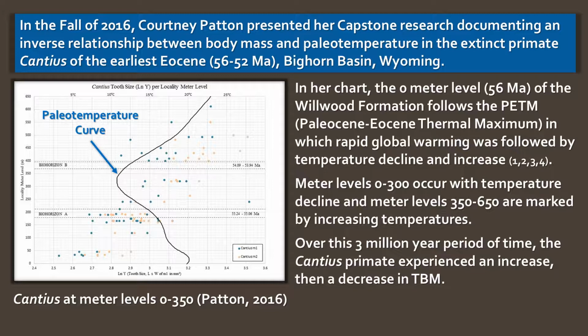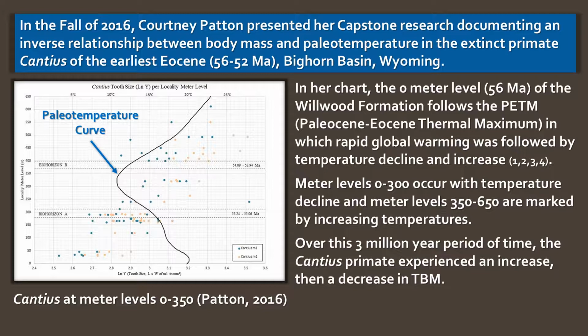Over this 3 million year period of time, the Cantius primate experienced an increase, then a decrease in total body mass. To give some explanation on the graph, the bottom x-axis is the surface area of the tooth in millimeters squared, giving inference to body size. The y-axis indicates meter level, which is representative of periods of time. And the top x-axis represents temperature, which the paleotemperature curve further explains. The paleotemperature curve, which is highlighted on the graph, indicates change in temperature over time.